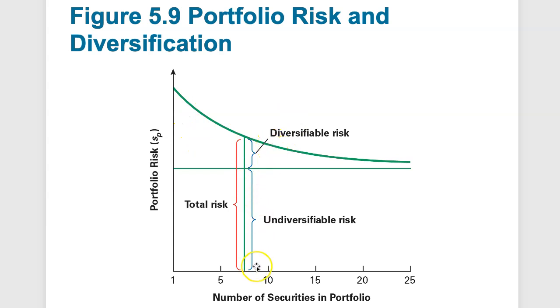Now, the undiversifiable risk is not going to change no matter how many stocks you add. This is the market risk, such as inflation rates, growth rates of the economy, demographics. They're not going to change depending on what stock you own. So this risk is not going to change with the amount of stocks you add to a portfolio. But together they make up the total risk of a portfolio.